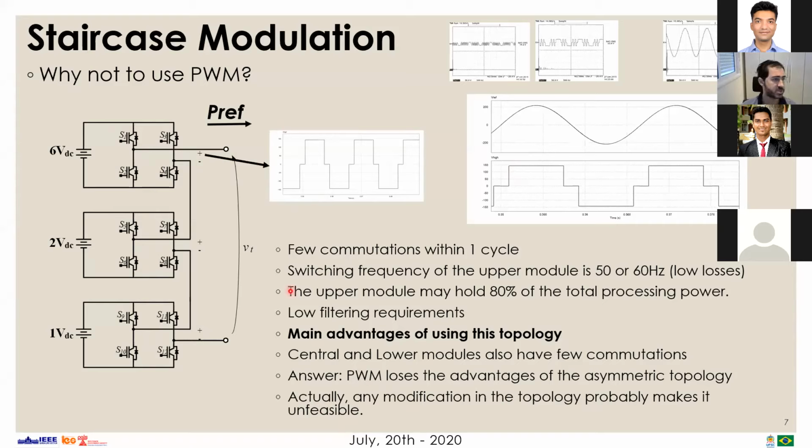This is a common question. Very often people ask me about why not choose PWM. Again, because I don't want to have a lot of commutations in this module here. I just want to have four commutations.